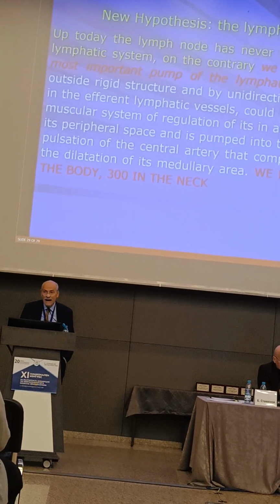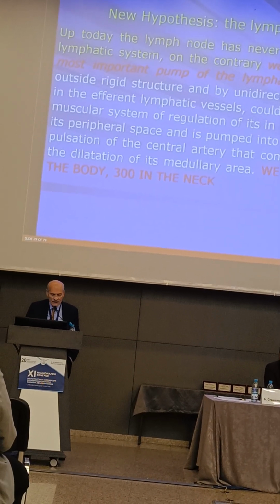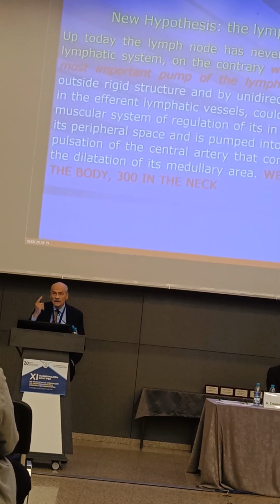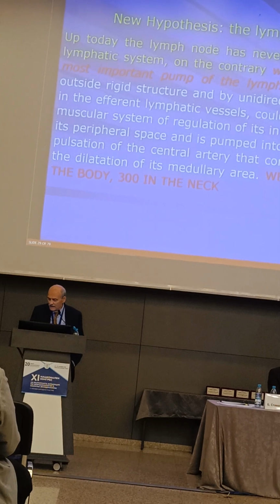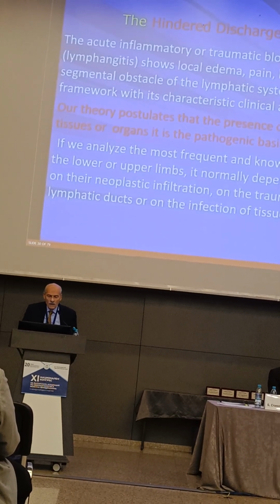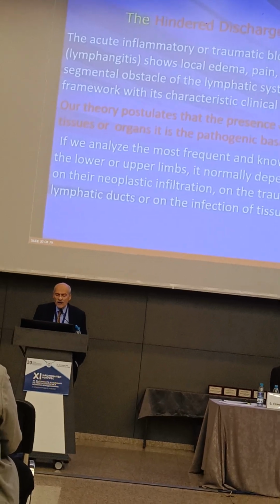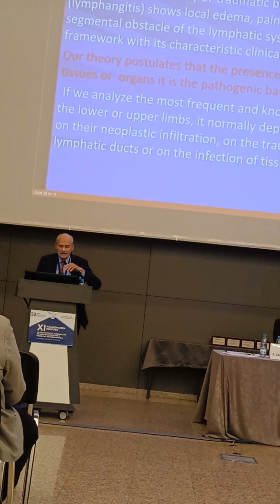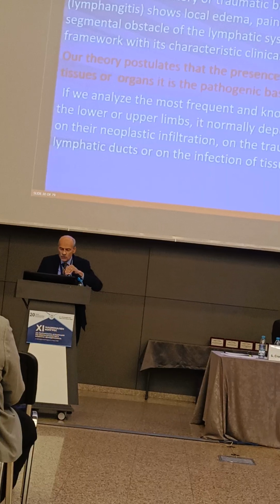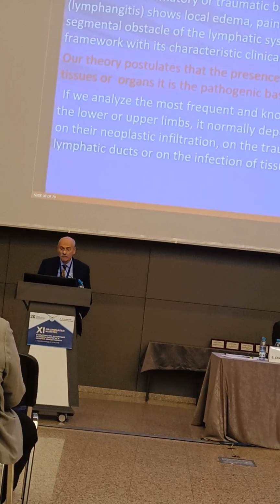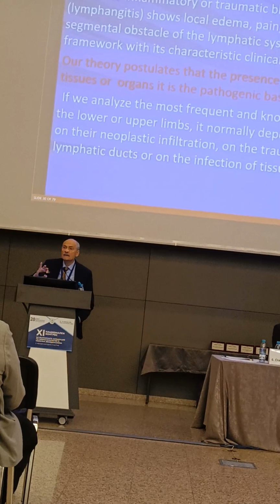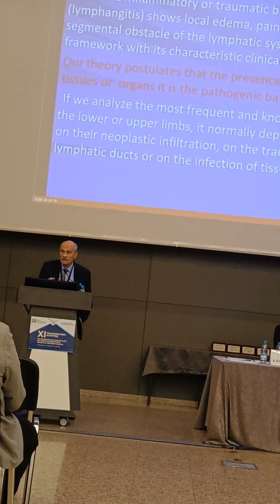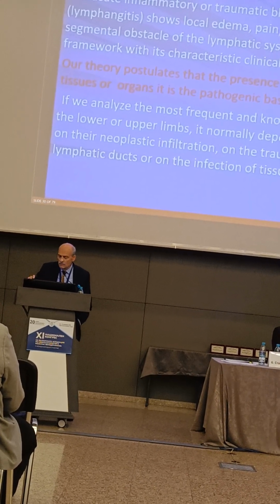Note that we have about 700 lymph nodes in the body and 300 in our neck and head. This is the problem: hindered discharge of the lymphatic system. Our theory postulated that the presence of a hindered lymphatic drainage of our tissue or organ is the pathogenic basis for their disease. If there is hindered drainage of lymph, we have pathology, disease.